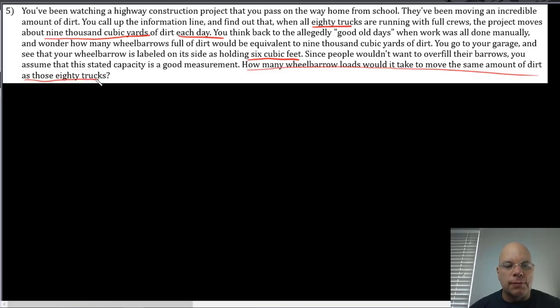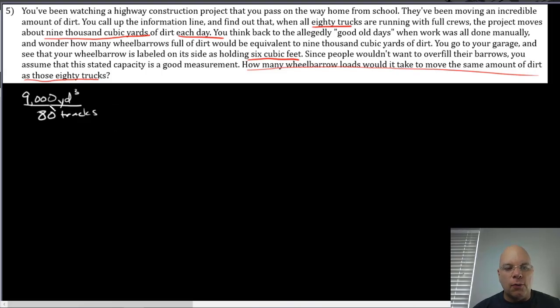The first time I did this problem, I did it wrong because I actually converted. Let's look at some rates first and I'll show you what I mean. I started with 9,000 cubic yards per 80 trucks. And if you convert that to wheelbarrow loads, you end up finding out how many wheelbarrows equal one truck.